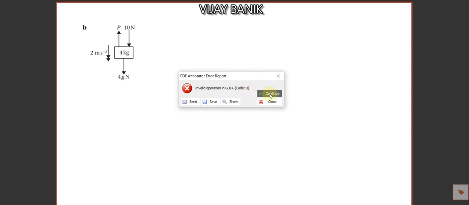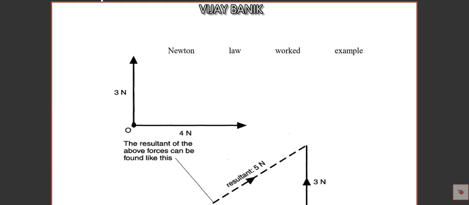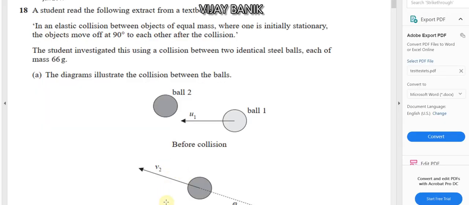invalid operation GDI code. Continue. Can't I write over here? Okay. You can see horizontally there are no forces acting over here. What did they tell us to find though? What did they tell us to find over here? What's happening suddenly? Oh god, where is it?